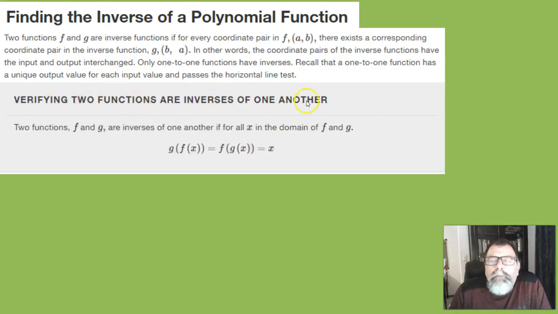Verifying two functions are inverses of one another. Two functions, f and g, are inverses of one another if for all x in the domain of f and g, g of f of x is equal to f of g of x, which equals x. Basically, if we do the composition of g and f, they cancel each other out, and your input value will equal the output value of the composition. And if you switch the order, f composed with g, same thing: those cancel out, and your input value is equal to your output value.